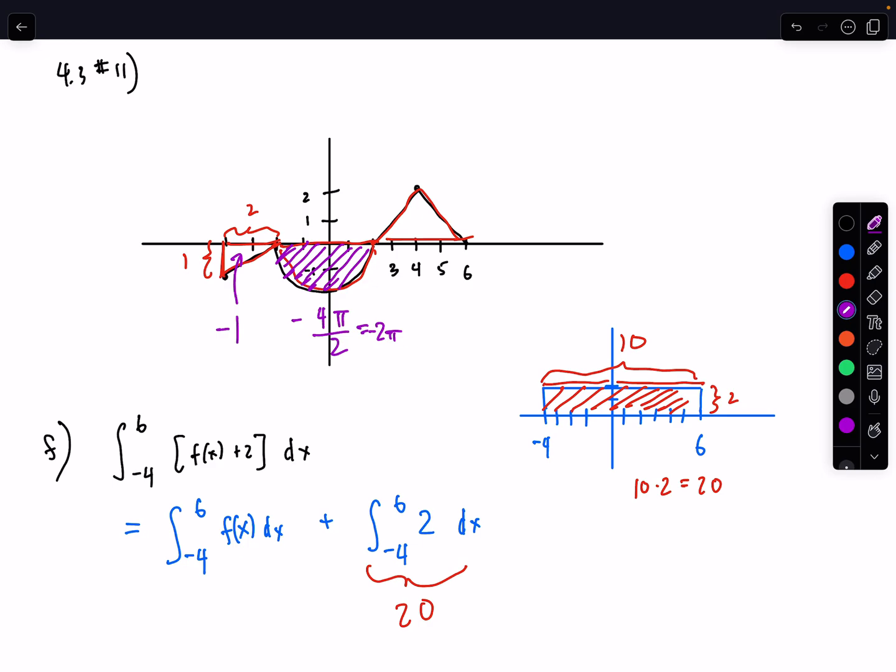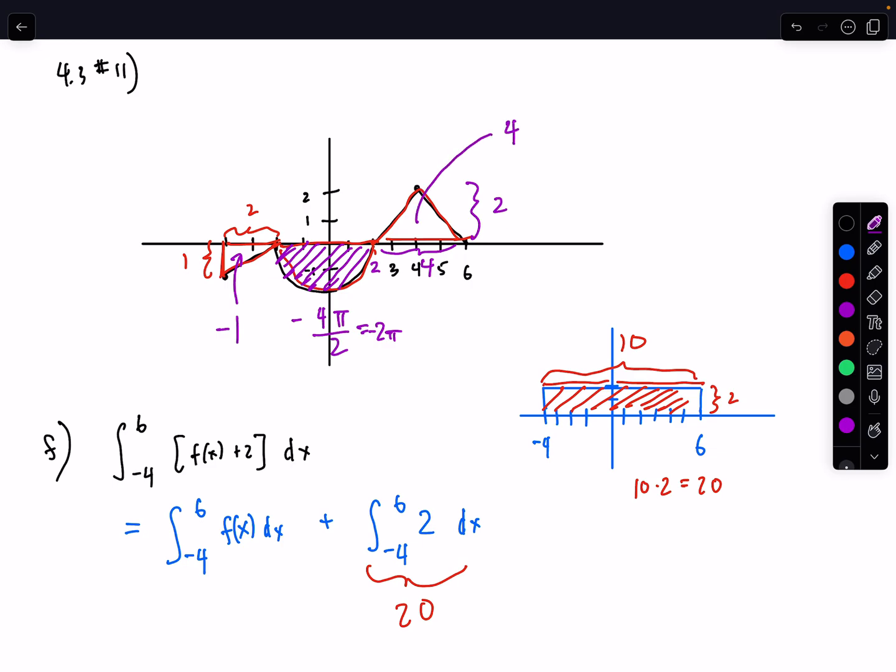Okay, lastly, I have this triangle here, starting from 2, right? Going to 6, that means it's 1, 2, 3, 4. 4 is the base. The base is 4, and then the height here is 2. So 4 times 2 divided by 2, that makes this 4.